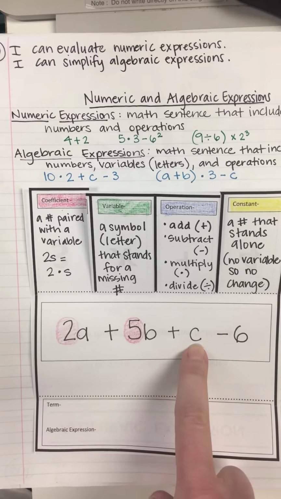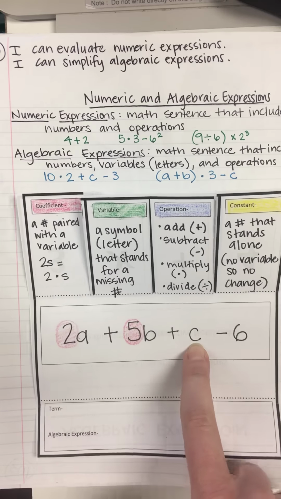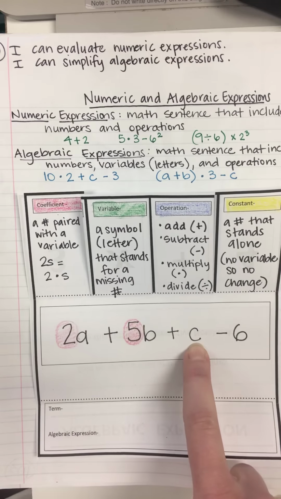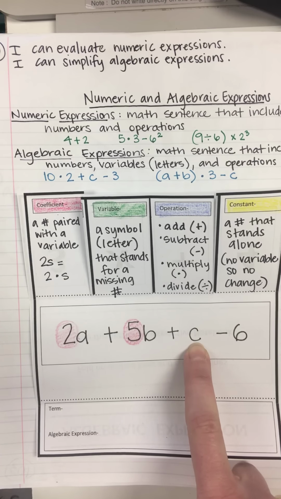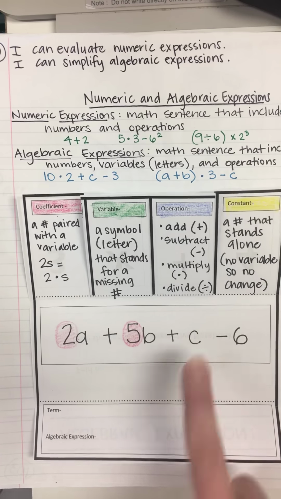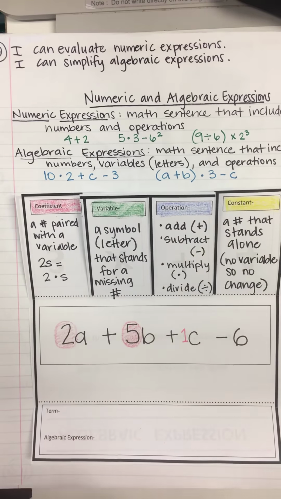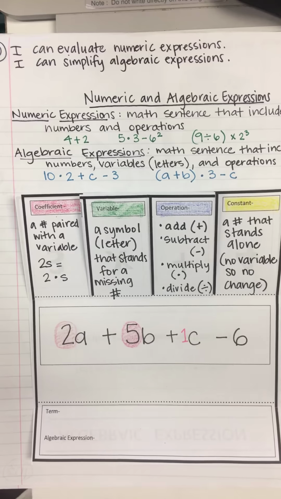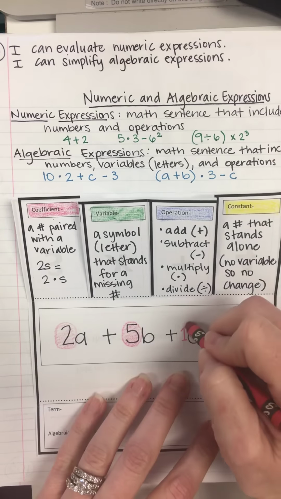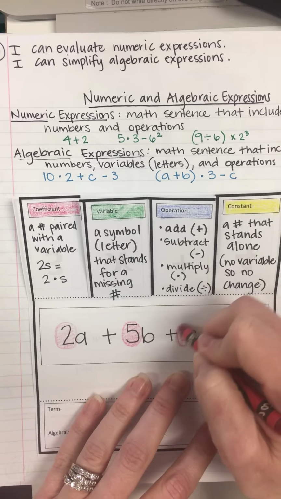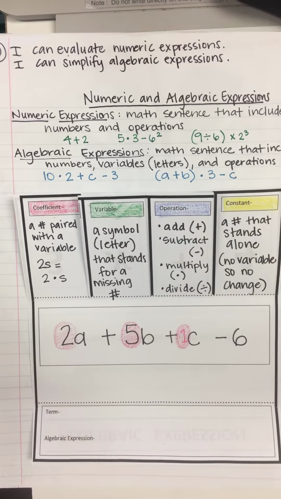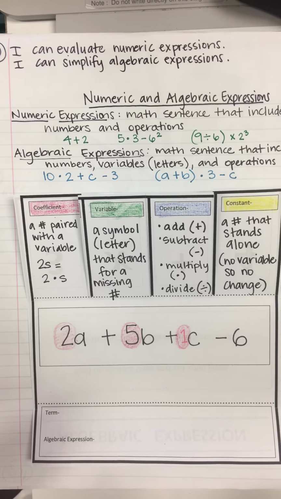Now you notice there's a C right here, and there's not a coefficient with it. But actually there is. There is a coefficient there, and that coefficient is an imaginary coefficient, and that imaginary coefficient looks like this. Because if I just write a C, that means there's only one of them. So there is a coefficient there. It's just that we don't typically write it. It's a 1. So if you want to write that in, you can, but there is an understood 1 there.